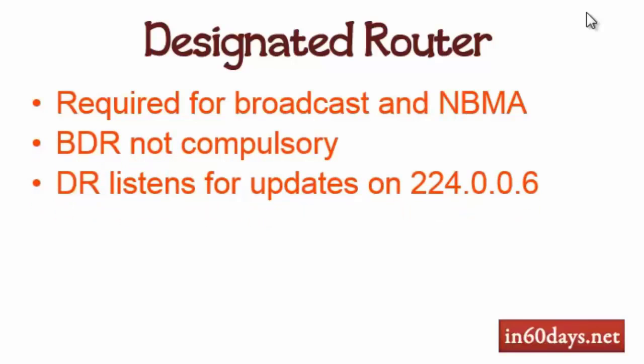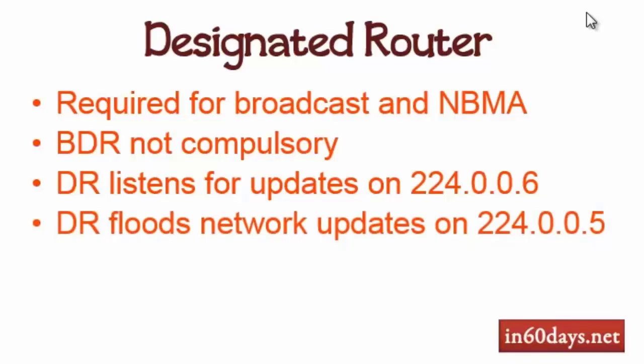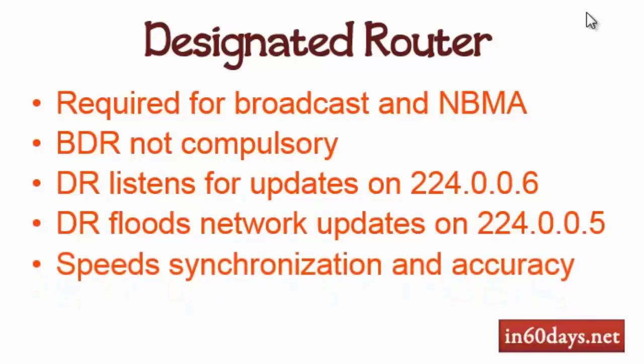Your designated router will listen for updates on a multicast address, which is 224.0.0.6. It floods network updates on 224.0.0.5. Classic exam questions these, so again worth remembering.